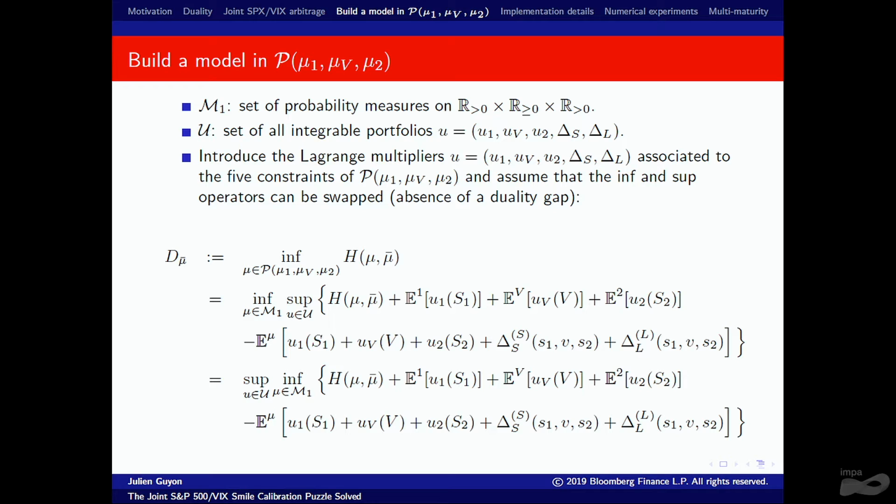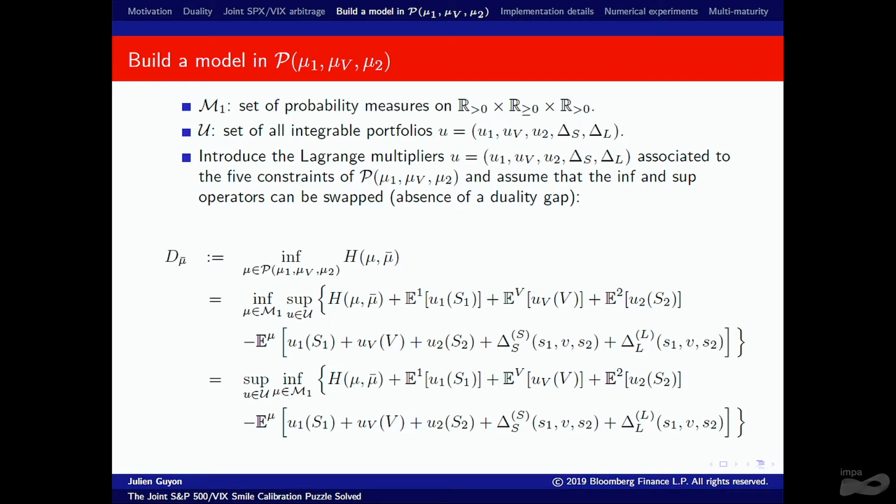So I will use Lagrange multipliers to write the thing in a dual form. That's exactly as Beatrice mentioned. And so, for instance, here, mu is just all the probability measures, and U are all the portfolios: vanilla options, and the deltas.